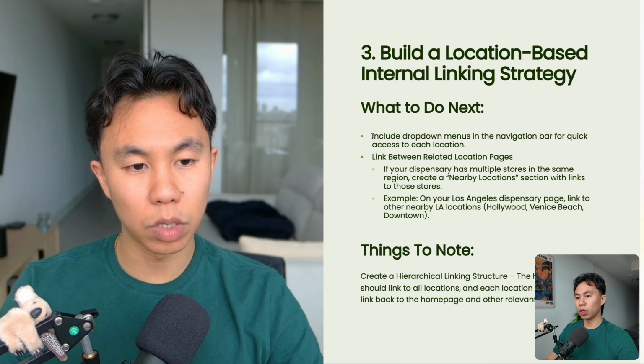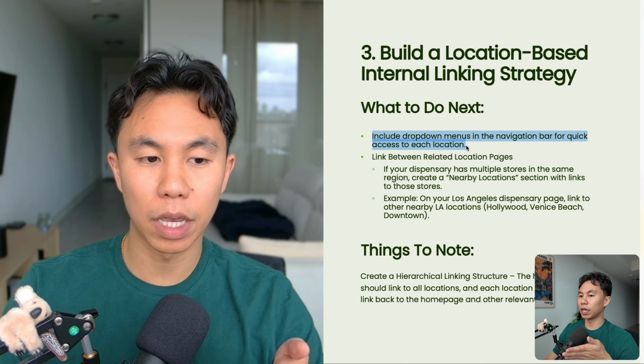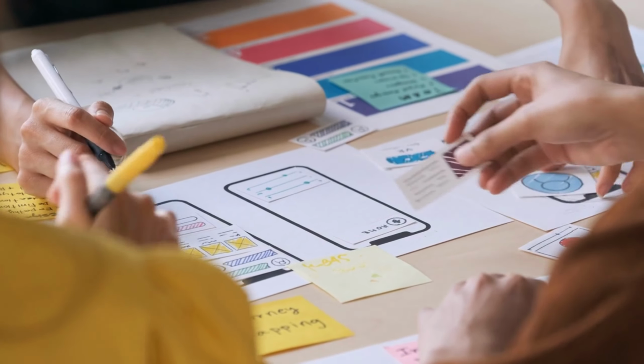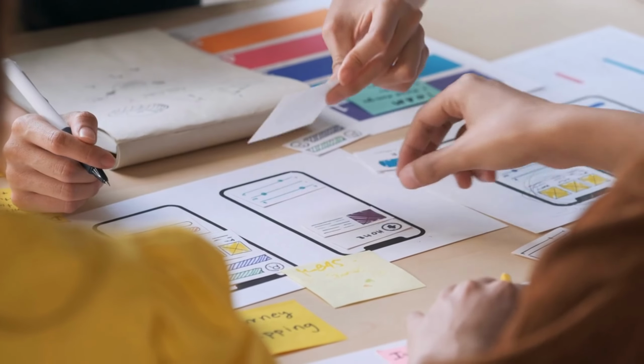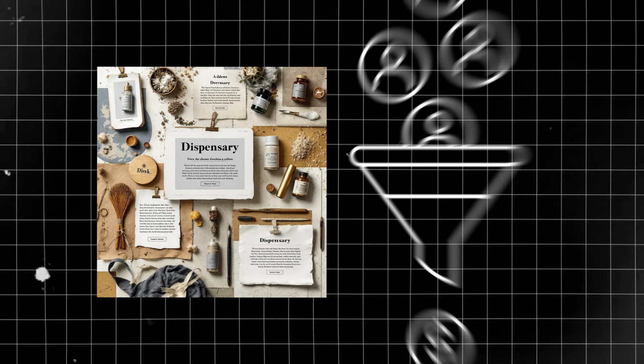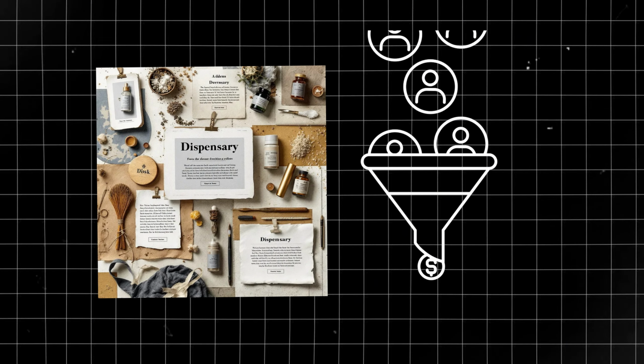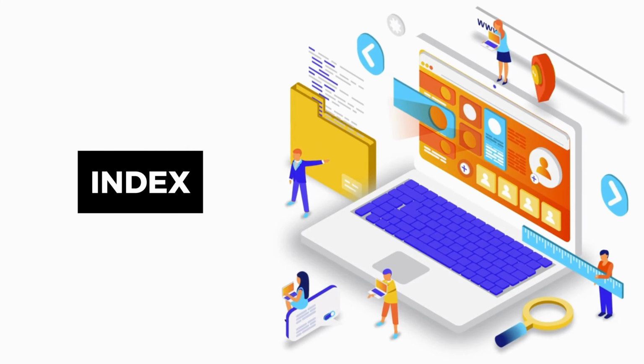So what you want to do is include drop-down menus in the navigation bar for quick access to each location, because you want Google to be able to crawl your website and figure out the different pages. Again, you're no longer a one-store shop. You need to make sure your website is built out so it's much easier for Google to understand. It's not just, I have a home page, this is one city, and I put all my information on the home page. The home page is going to act as the funnel that takes your customers and the Google crawling spiders to take a look at your website and index it properly.